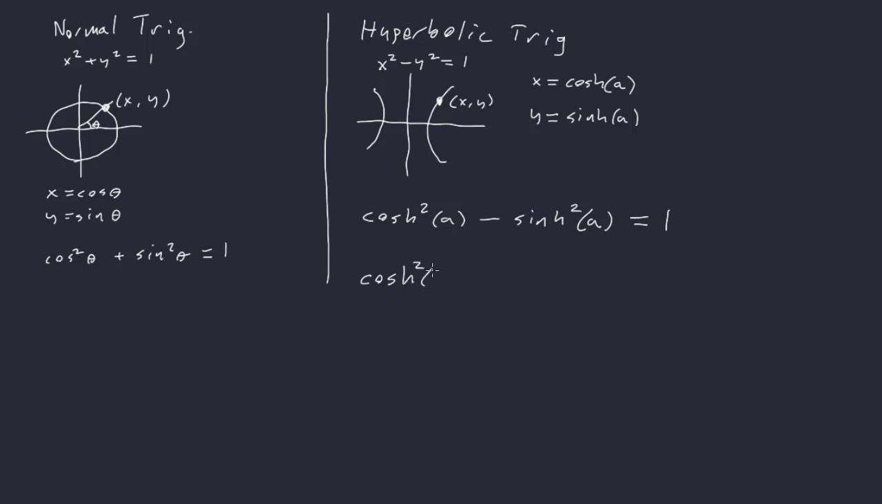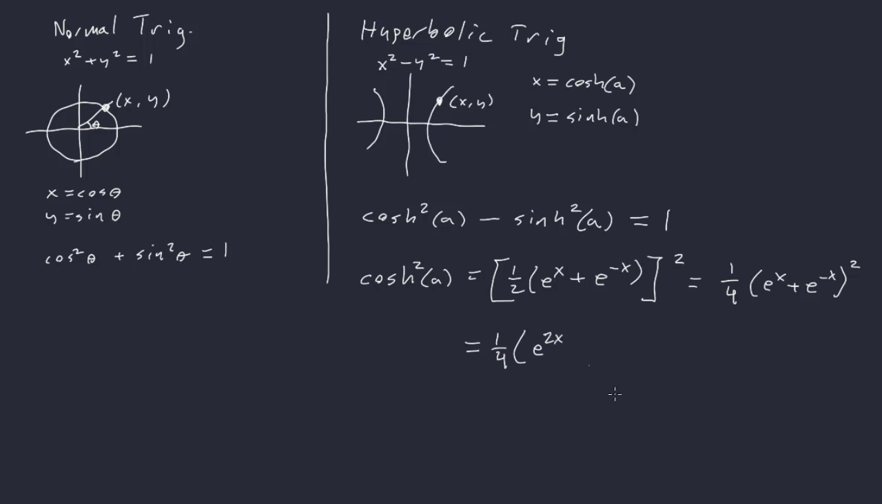Cosh squared of a would be the 1/2 times e to the x plus e to the negative x, and then we square the whole thing, right? So it would be 1/4 times e to the x plus e to the negative x, and this thing all squared. So if we were to FOIL this out, we'd get 1/4 times e to the 2x plus 2. Now e to the x times e to the negative x is just 1, so we'll literally just get plus 2, then plus e to the negative 2x. Okay, so there's our cosh squared.